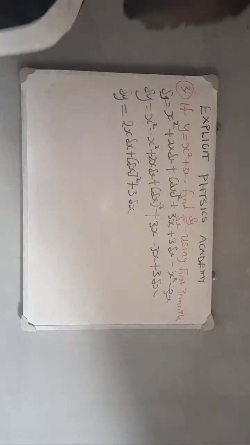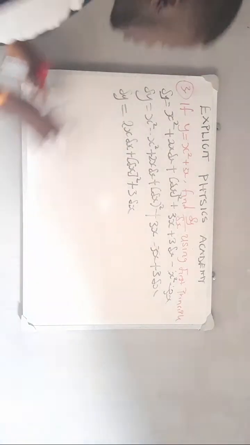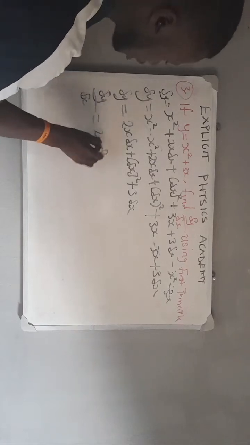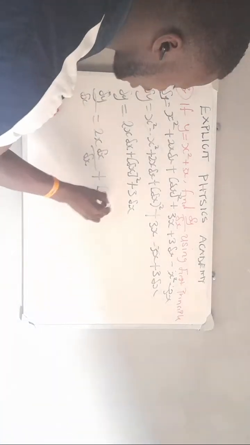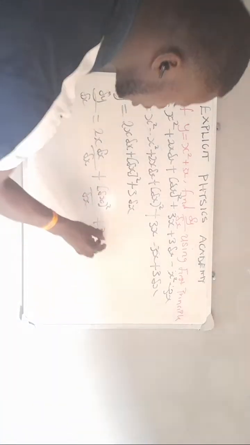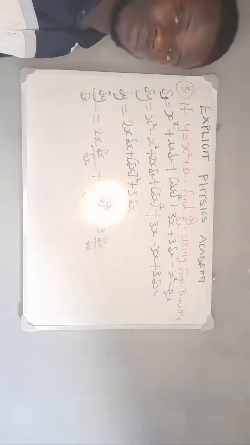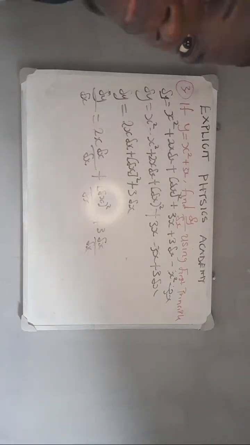Okay, we're making progress. So from here, what do we do? We finish simplifying. We now divide both sides by del x. So del y over del x will be equal to 2x del x all over del x, plus del x squared all over del x, plus 3 del x over del x. Please note what I'm pronouncing, del. Del is a Greek word meaning increment. So please don't get lost in what we are doing here.